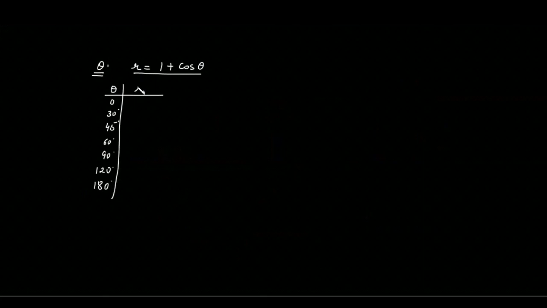So if you draw the graph of this, you will get at 0 it is 2, at 30 it will become 1 plus square root of 3 by 2, which is 0.8, so 1.8, this is approx 1.7, this is 1.5. At 90 it will become 1, at 120 it will become 0.5, and 180 it will become 0. So if you draw the graph of r equal to 1 plus cos theta, you will get it.